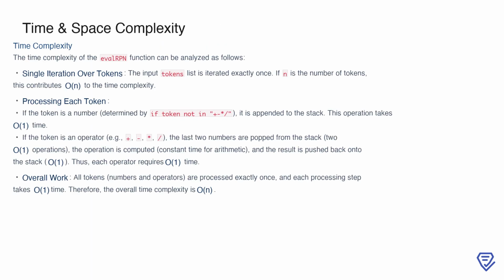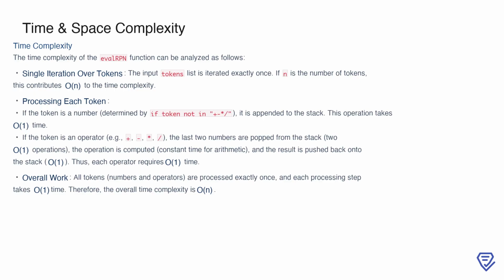To analyze the time complexity of the eval_rpn function, let's break it down step by step. First, the function iterates through the tokens list exactly once. If we denote the number of tokens as n, this iteration contributes O(n) to the overall complexity.